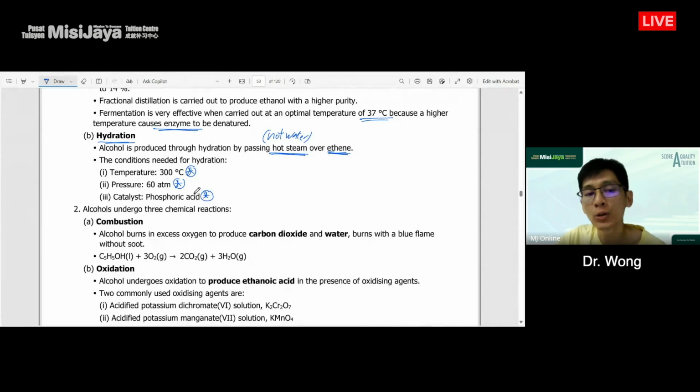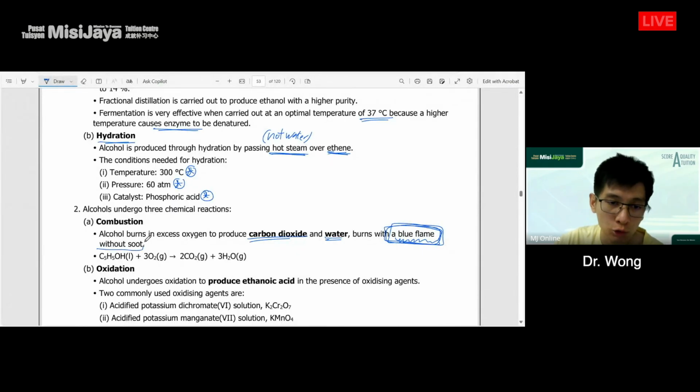Okay, so alcohol has, just now all this is about physical properties. Okay, so it has three chemical properties. First one is combustion. Okay, when it is burned, it will produce carbon dioxide and water. Burn in blue flame. Important. Okay, and without soot.